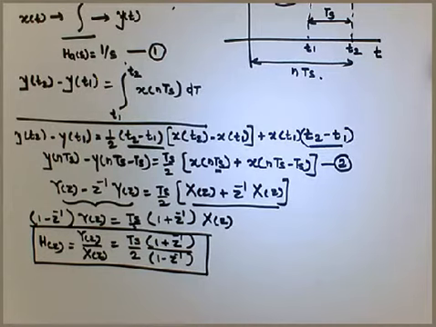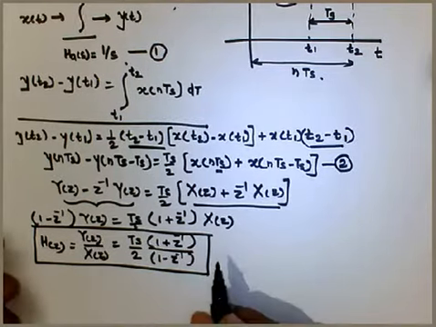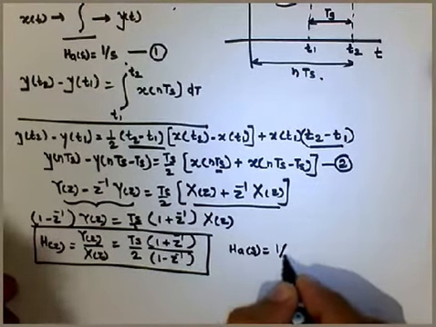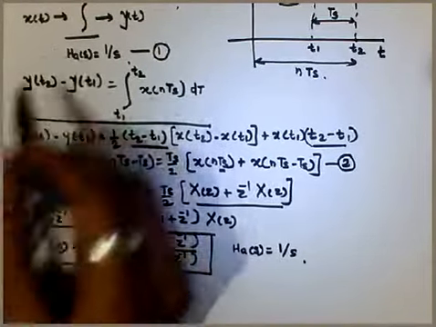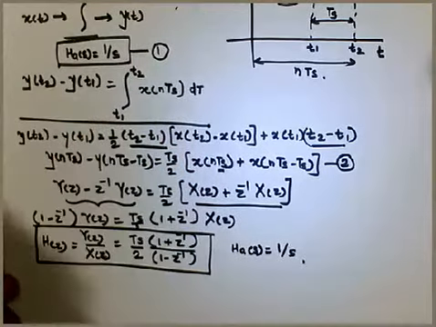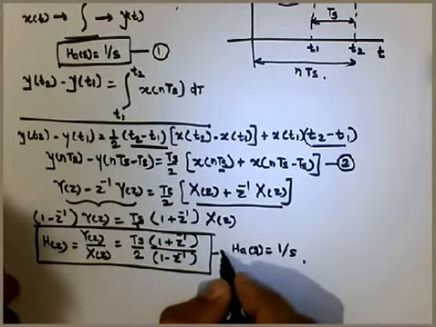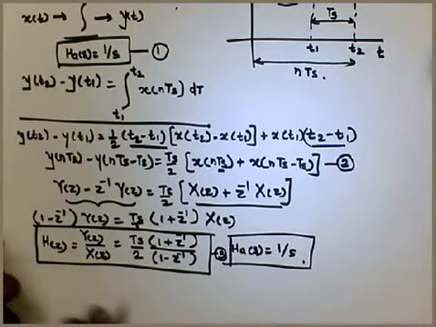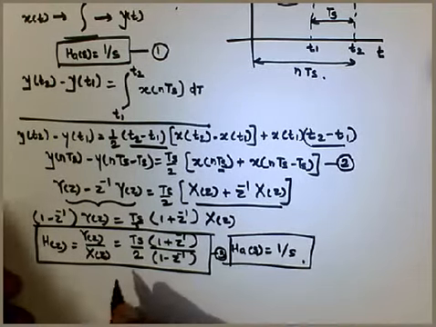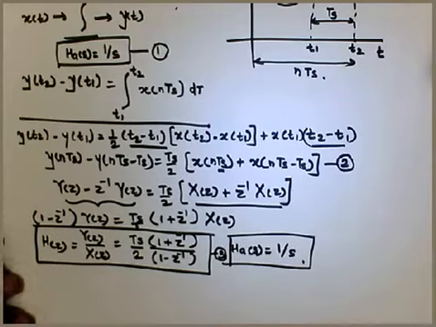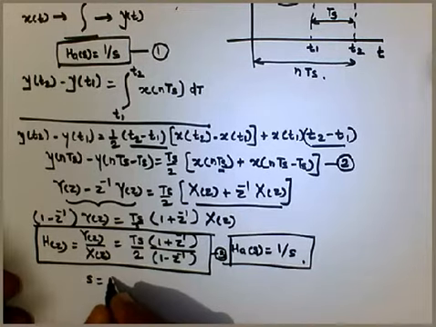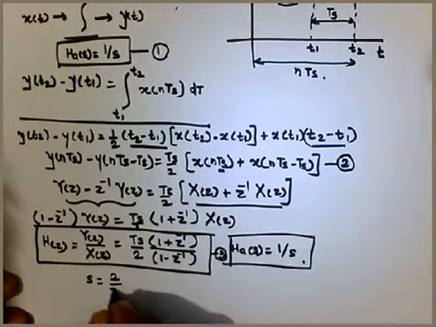Now the term which we started with, HA of s, if you remember, is nothing but 1 upon s. That is equation 1. Now when we compare it with equation number 3, we can ultimately sense that the relation between the S plane and the Z plane is given with the help of the equation s is equal to 2 by Ts.